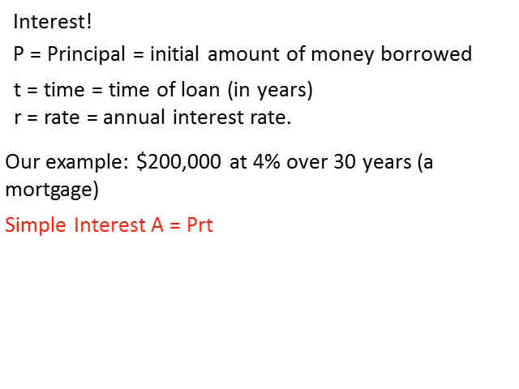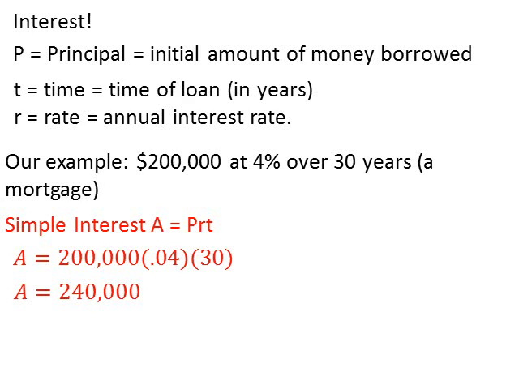So if you've done interest before, you've seen simple interest, where you take the principal times the rate times the time, and that gives you the amount of interest of the loan. So if we did this with our example right here, we do 200,000 times 0.04. Don't forget to change percent into a decimal, and then times 30 years. And at the end of the day, if you took a $200,000 loan at 4% interest for 30 years, using simple interest, you would owe $240,000.